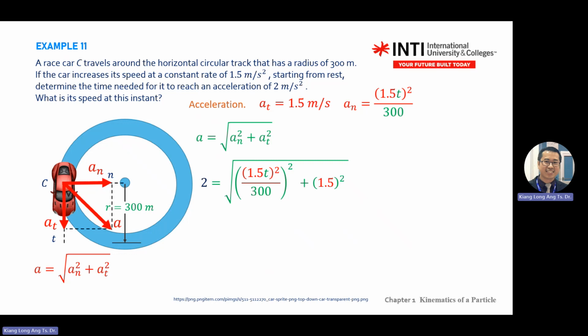So you substitute, there's only one unknown. Rearrange, reshuffle, rearrange. There's only one t there. And remember, this is a square root and square, so you will get two answers. It means you arrive at a quadratic equation.